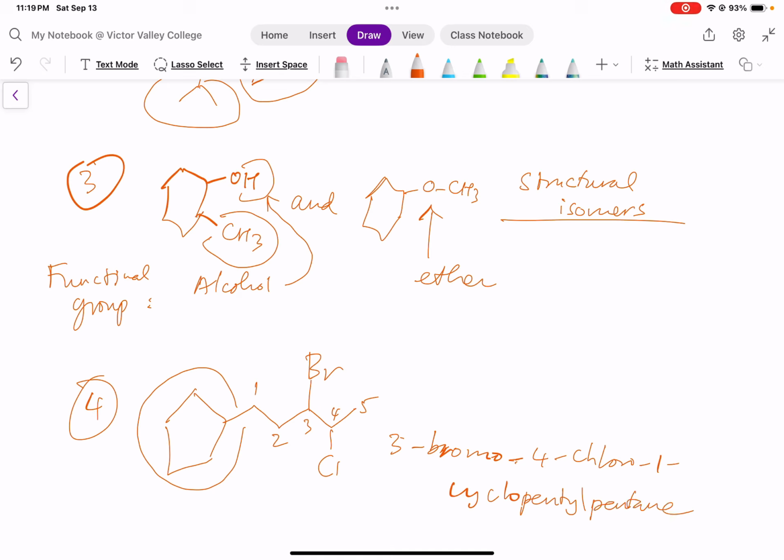Okay, so 3 bromo, 4 chloro, 1 cyclopentyl pentane. Pentane is the 5 carbon. This has got 5 carbon.